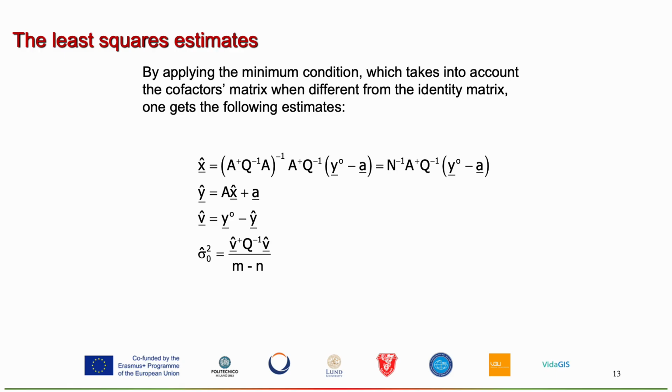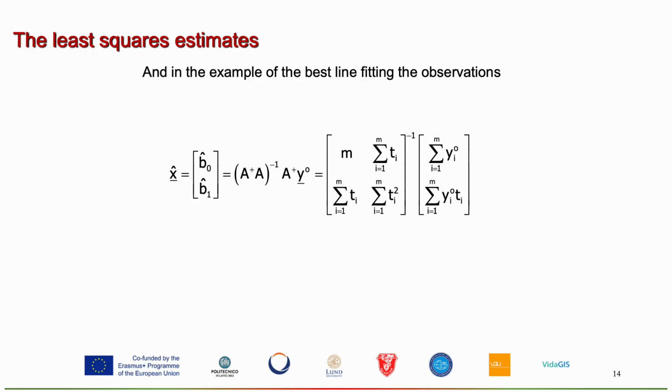The observation residuals are simply given by w0, the available observations, minus w cap, the a posteriori estimates of the observations. And we can also find an estimate of the a posteriori variance, given by the transpose of the residuals multiplied by the inverse of Q multiplied by the residuals, divided by the number of observations minus the number of unknowns.